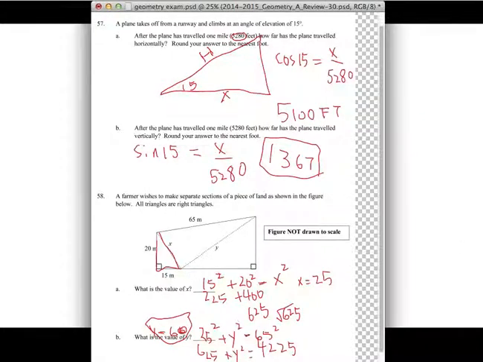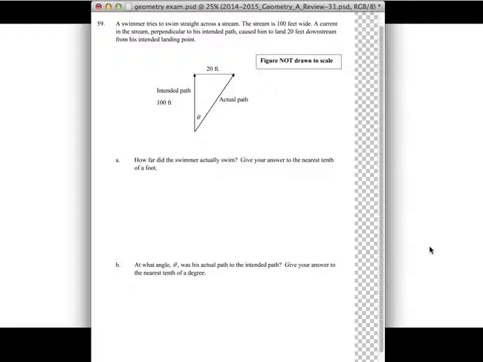Okay, one more page to go. Here it says you swim straight, but the current is going this way, so it pushes you down. So you actually go this way. Okay, so you think it's this much, 100 feet, but you're swimming more than 100 feet. Okay, so we're going to see how much.